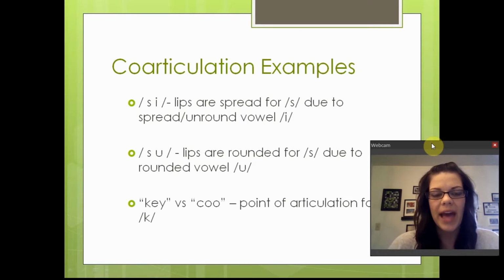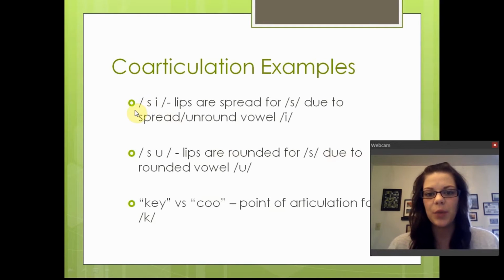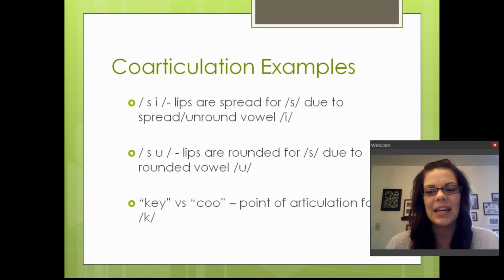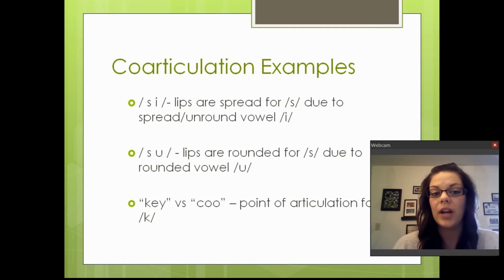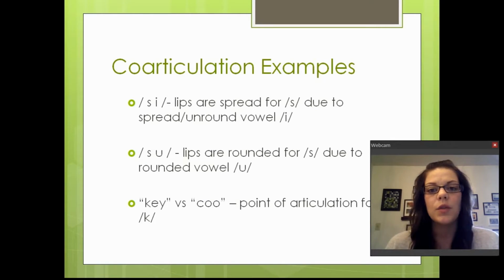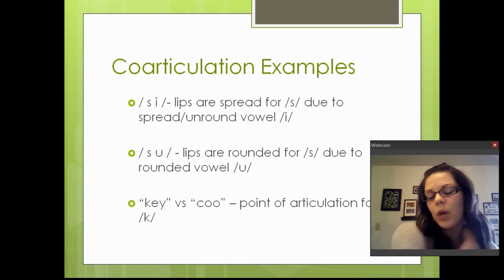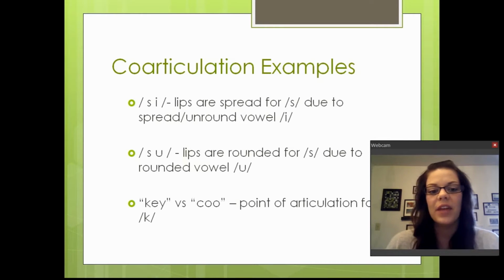For example, when we're using C, this first example here, your lips are going to be spread for this sound due to a spread unrounded vowel E. So watch, C. But when I use S in the word Sue, my lips are more rounded because they're anticipating that rounded vowel oo. Okay, so Sue, C. They're both S, but that S is going to be changed based on what vowel is coming after it. It's the same thing with key versus coo. So in key, we're going to have a much different K than when we use coo with the oo following it, so it's much more rounded.